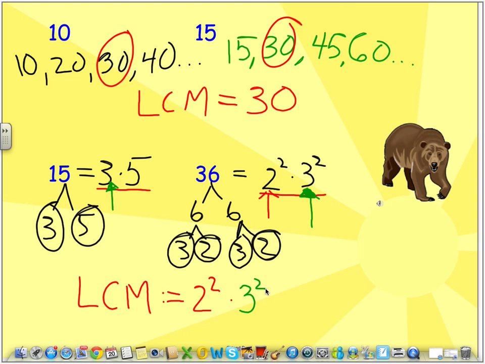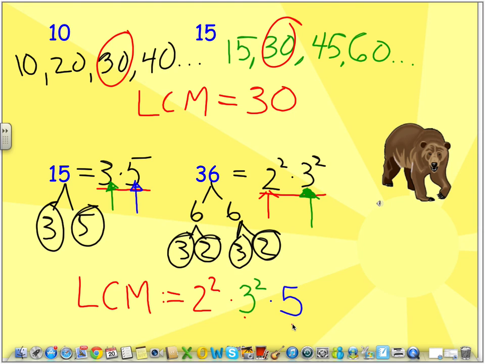Okay? And then my next number is a 5. There are no other 5's on the board, so I have to include it because both my numbers need to go into it. So 15, remember, was 3 times 5. Do you see a 3 and a 5 in that number?